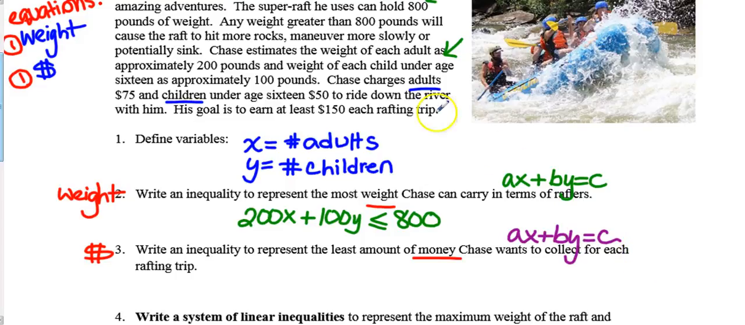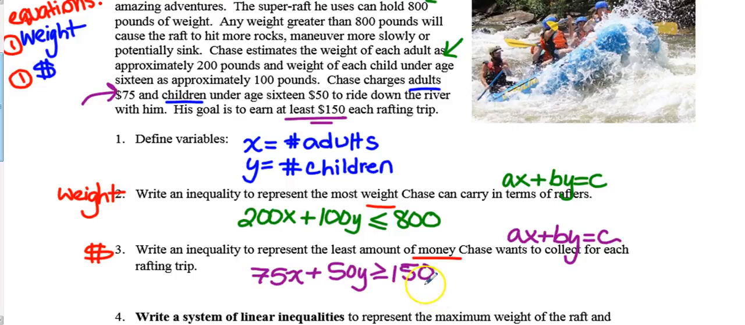Rereading for information about money, my hope is that your attention was drawn right here. Chase charges adults $75, so that will be 75x, because x represents adults. And children under the age of 16 are $50, so there's a discount for them. So plus 50y. His goal is to earn at least $150, so greater than or equal to 150.